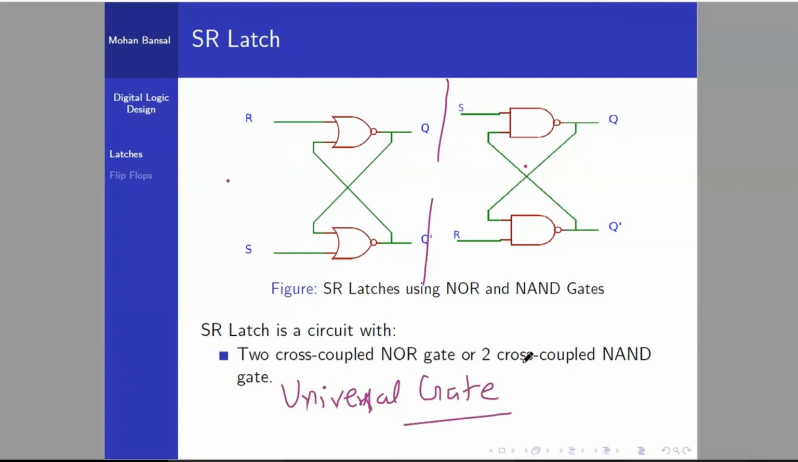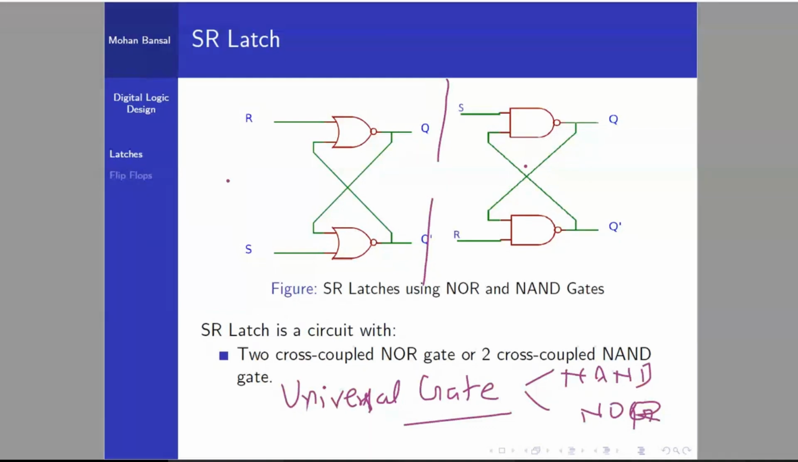Universal gate is very important because with the help of NAND gate and NOR gate, we can design any logic diagram, any Boolean expression, only with the help of NAND gate or only with the help of NOR gate. Okay. Even we can design the XOR gate, OR gate, any gate with the help of only NAND gate or only NOR gate, any logical expression. So here we are using the universal gate for designing latch and flip-flop.